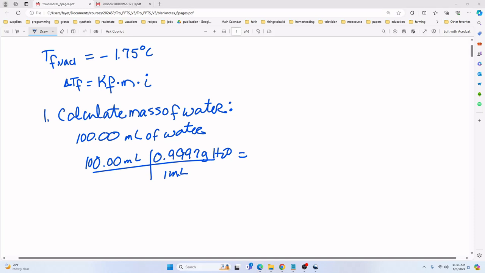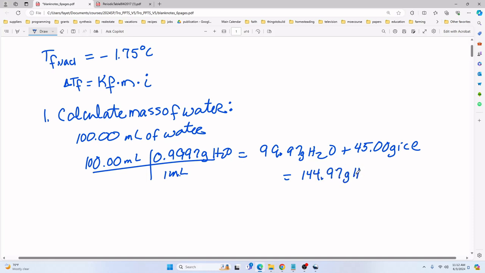Okay, so 0.9997 times 100 gives us 99.97 grams of water. And we need to add that to the 45 grams of ice that we had in the beaker. So that was 45.00 grams of ice in the beaker, giving us a total of 144.97 grams of water in either solid or liquid state.